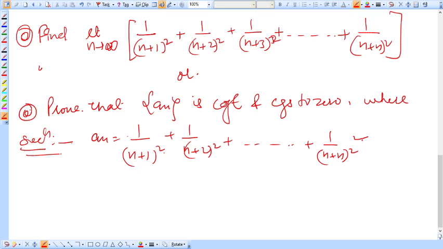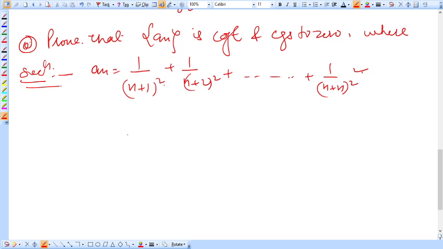So an is equal to this. Okay, we are going to prove this result by sandwich theorem. One thing I just want to tell you here: this is a number, 1 by 2, and this is another number, 1 by 3.